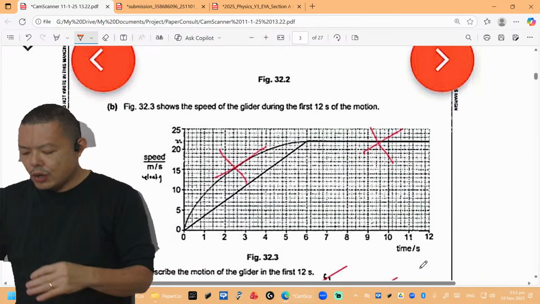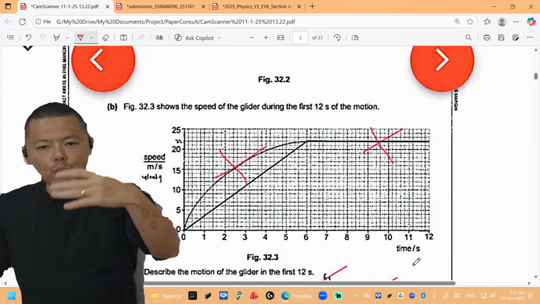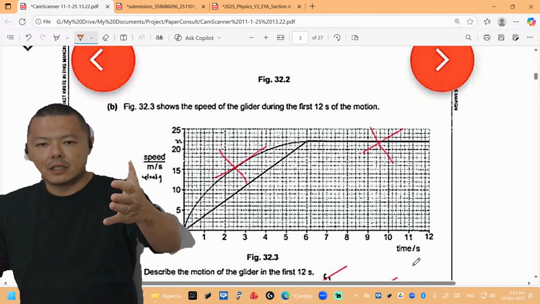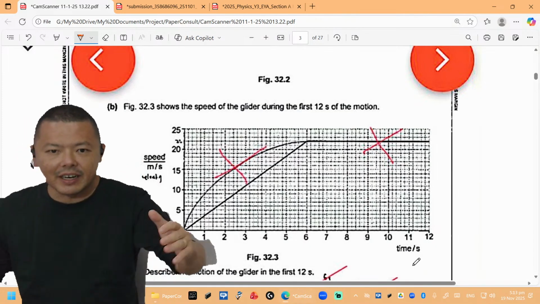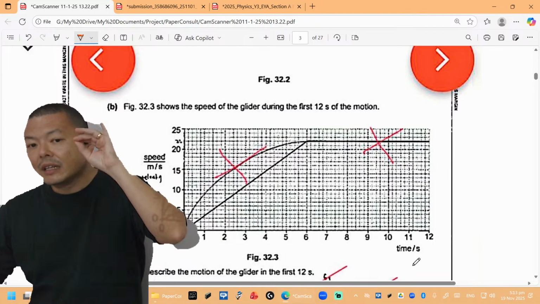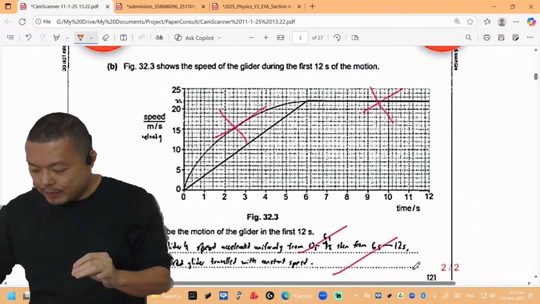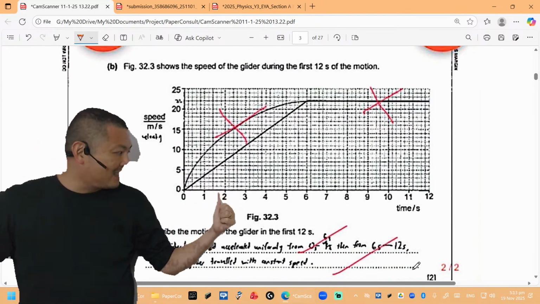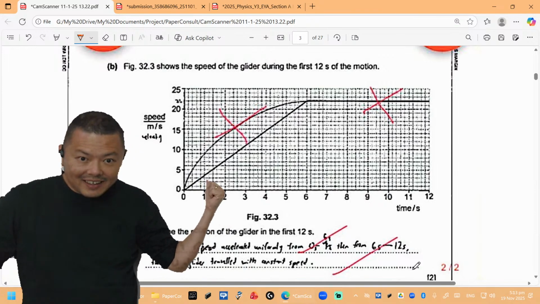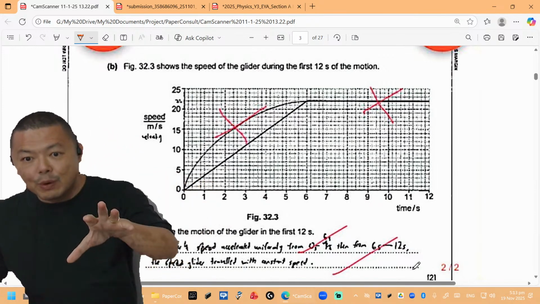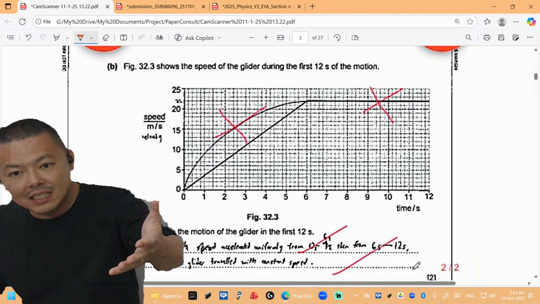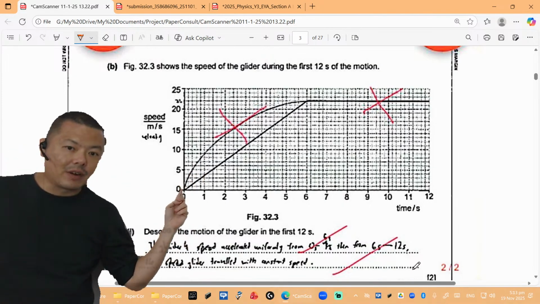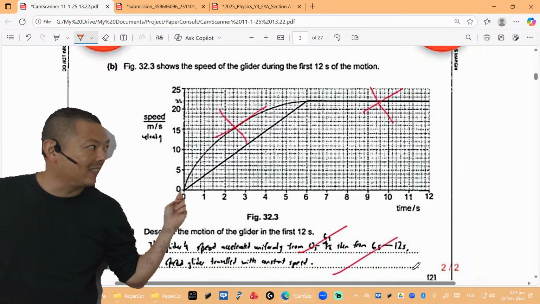Okay, so your intention was correct. You wanted to show that the speed increases at a decreasing rate. That's why you drew the graph like this. The problem is air resistance will act on the glider, so therefore it will make the acceleration less. You drew a graph like this, right? You're showing that acceleration is greater than the original one.